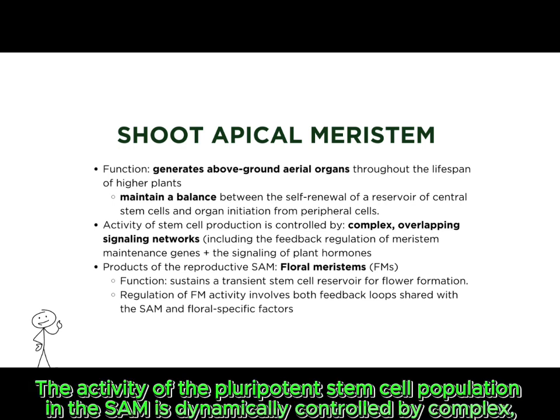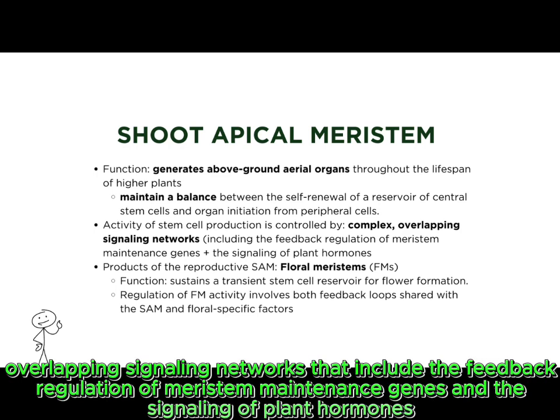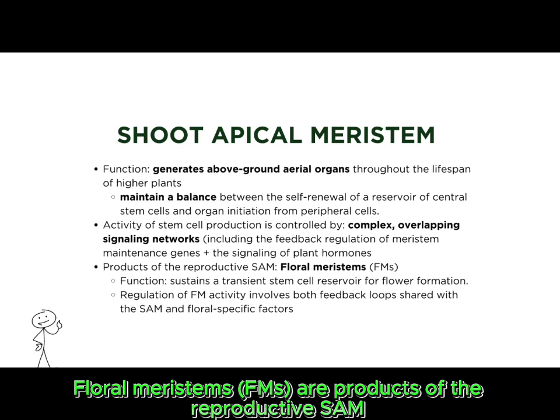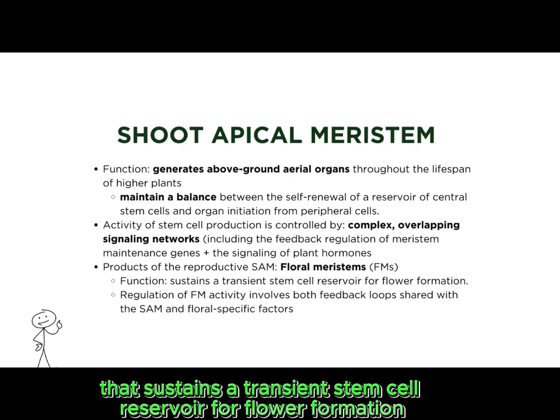The activity of the pluripotent stem cell population in the shoot apical meristem is dynamically controlled by complex, overlapping signaling networks that include the feedback regulation of meristem maintenance genes and the signaling of plant hormones. Floral meristems are products of the reproductive shoot apical meristem that sustains a transient stem cell reservoir for flower formation.